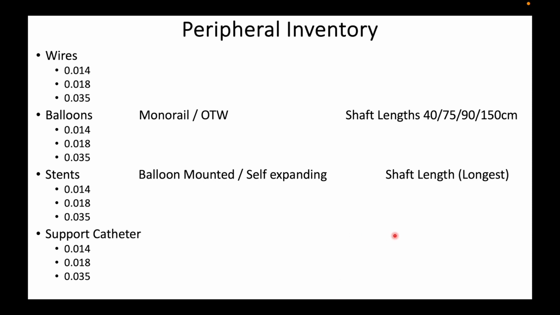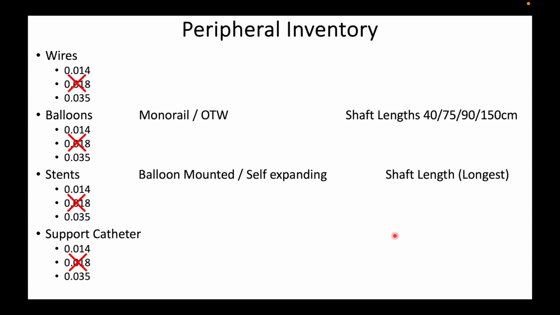So what we've done at Rawalpindi Institute of Cardiology is that we've removed this 0.018 wire platform from our peripheral inventory. Once we've removed the 0.018 wire, we've removed the 0.018 balloons, we've removed the stents, and we've removed the support catheters. Anything to do with the 0.018 platform, we don't keep on our shelf. We only keep 0.014 and 0.035 wire platforms.